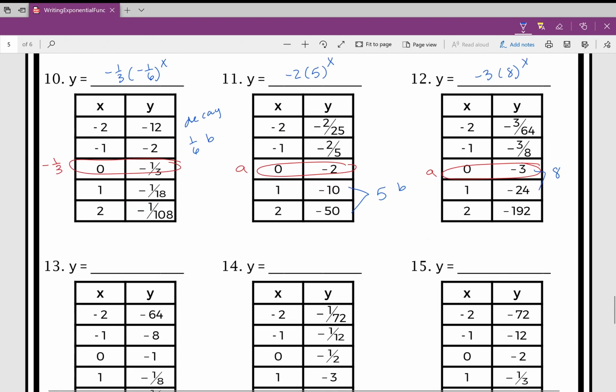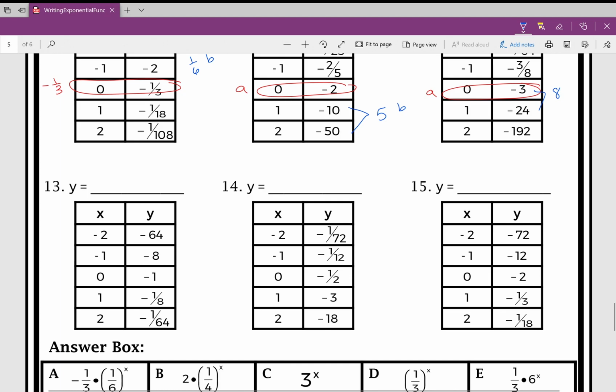Okay, go ahead and work on number 13. Okay, for number 13, you should have found that the a value or the y-intercept is -1. And then you should have found that the change in y was a decay of 1/8 because -64 divided by 8 gives you -8. So this is a decay of 1/8. So then your answer should have been -1 parentheses 1/8 to the power of x.